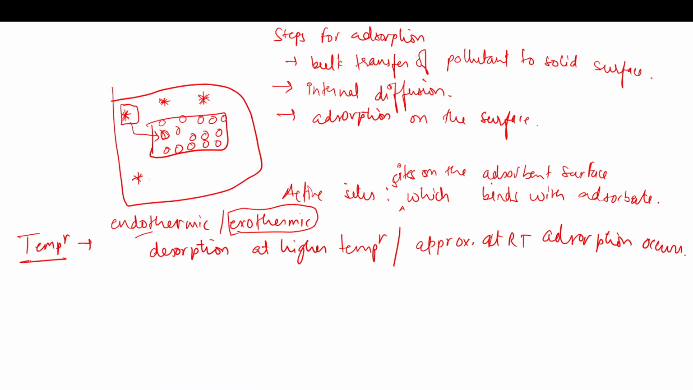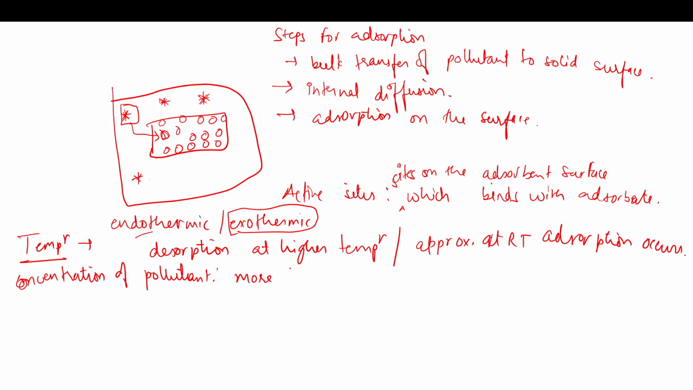Another is the concentration of pollutant. Now, if there are four molecules here, then only four will interact with the active sites. Now, if I increase or decrease the number of these pollutants, then on increase in the pollutant number, the interaction will increase, and obviously the amount which is adsorbed on the surface will increase, and vice versa. So, hence we can say that concentration of pollutant also plays an important role.